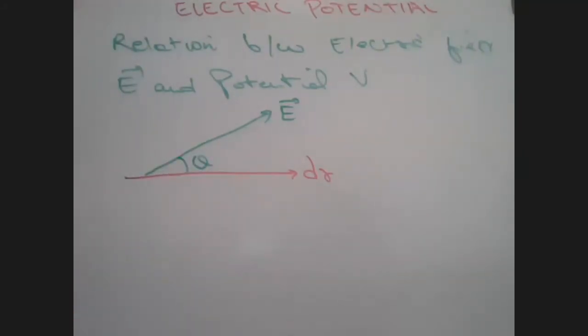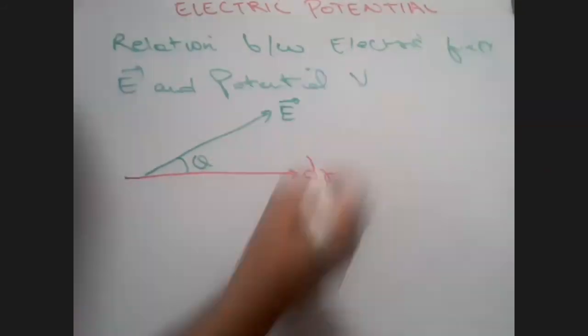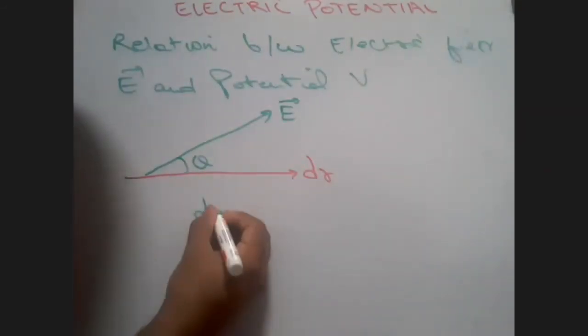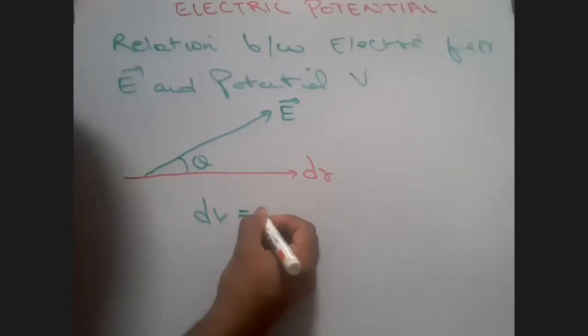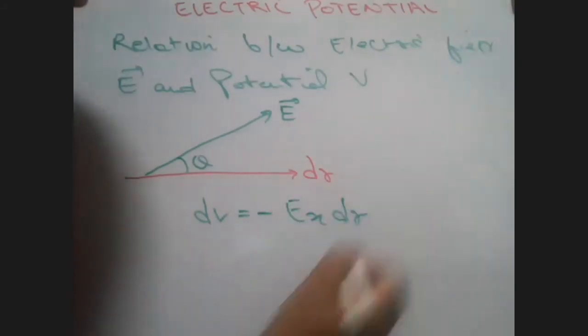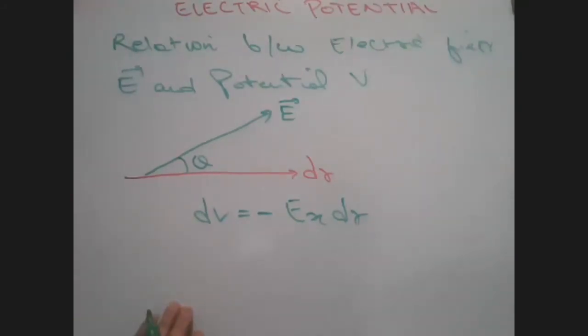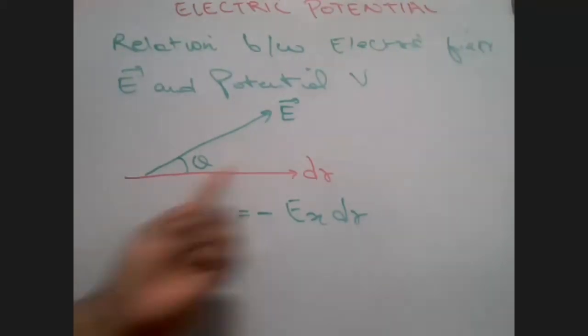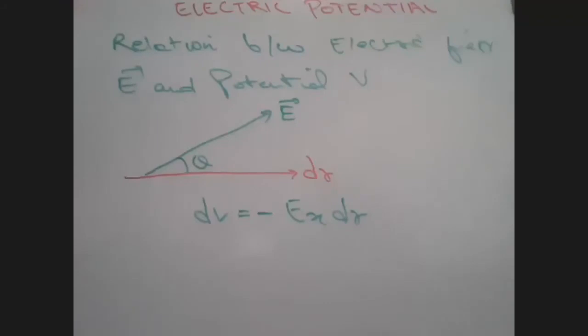Am I right? And so I can say that dV is equal to minus Ex dr. Just now I had said that minus dV by dr is equal to Ex; I just took dr over there. Here I am taking dr because I'm considering the displacement to be dr, otherwise it is simply dx.